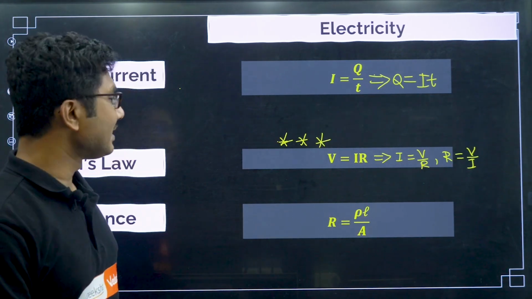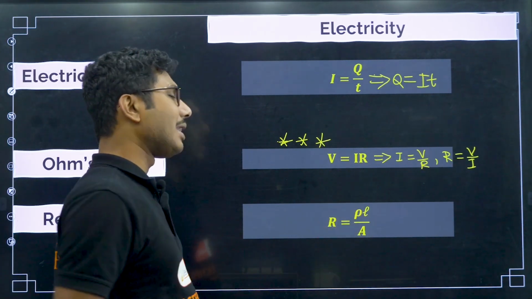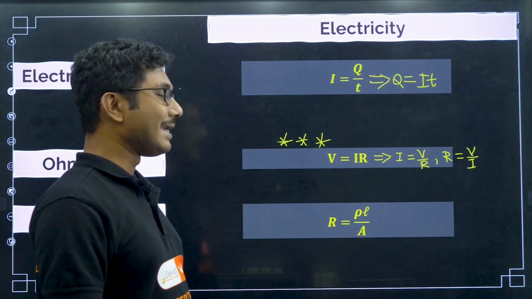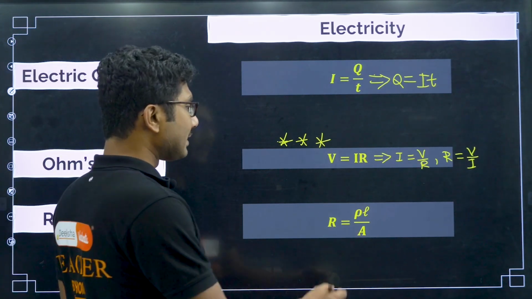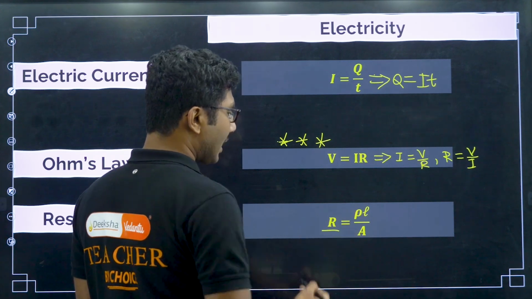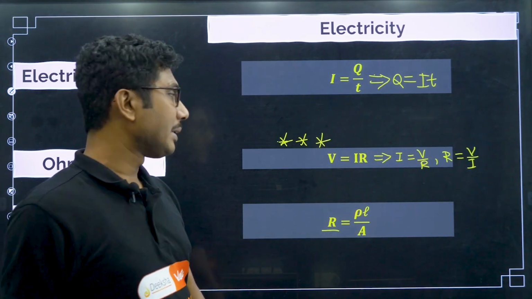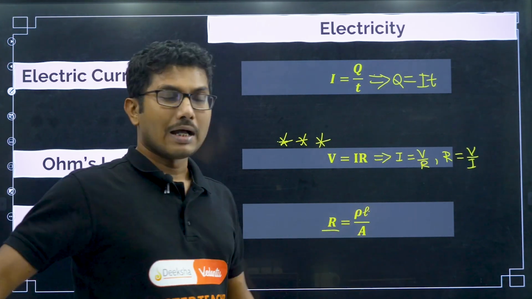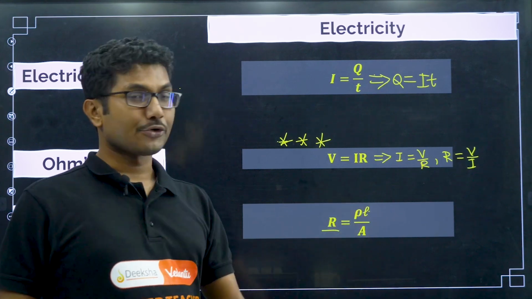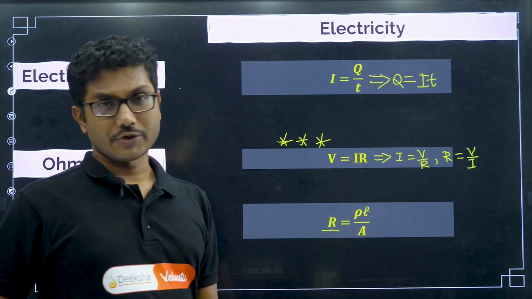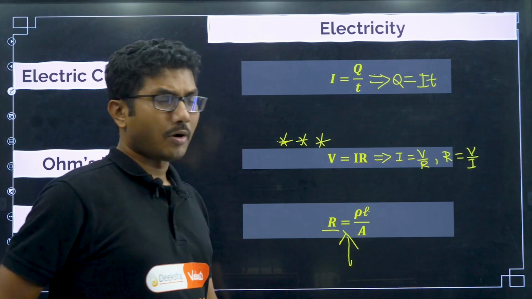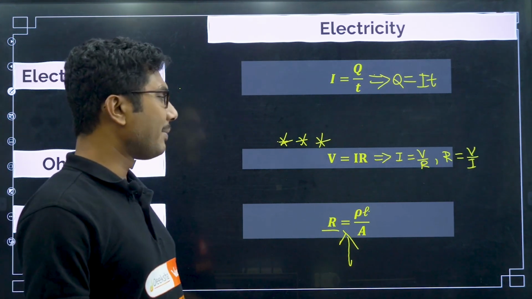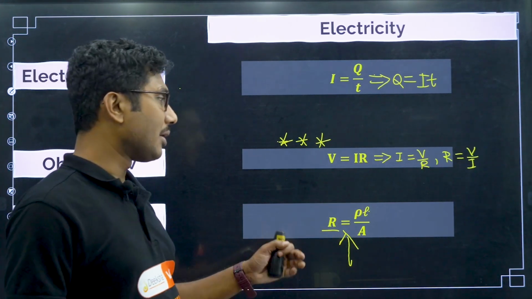And then we have resistance. Resistance is given by rho L by A. L is length, A is area, and rho is the resistivity. Okay, resistivity depends on temperature, so resistance also depends on temperature. Length and area, definitely resistance is proportional to length, and resistance is inversely proportional to area. I have not seen a super complicated problem based on this formula, but conceptual questions do come from this formula.